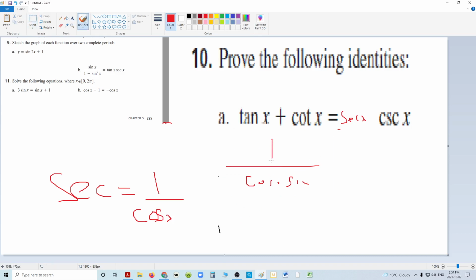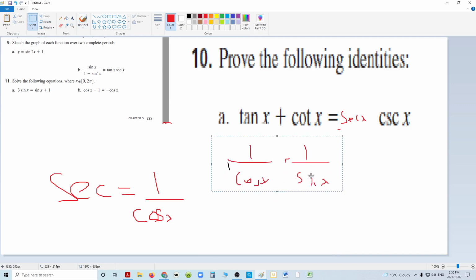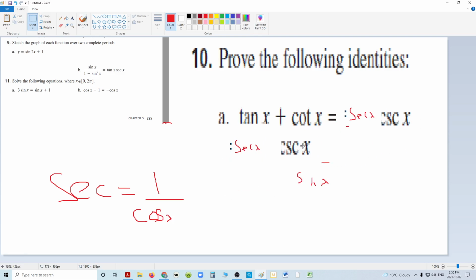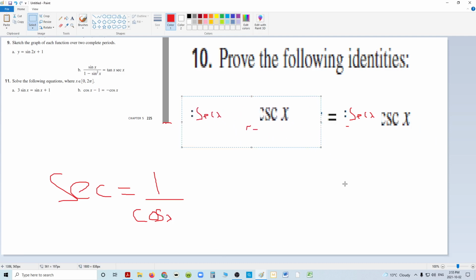Like that. And this fraction here can be divided up into 1 over cos x times 1 over sine x. And I happen to know the reciprocal of cos x is secant x. And the reciprocal of sine x is cosecant x. So I'm left with this. And they're equal.